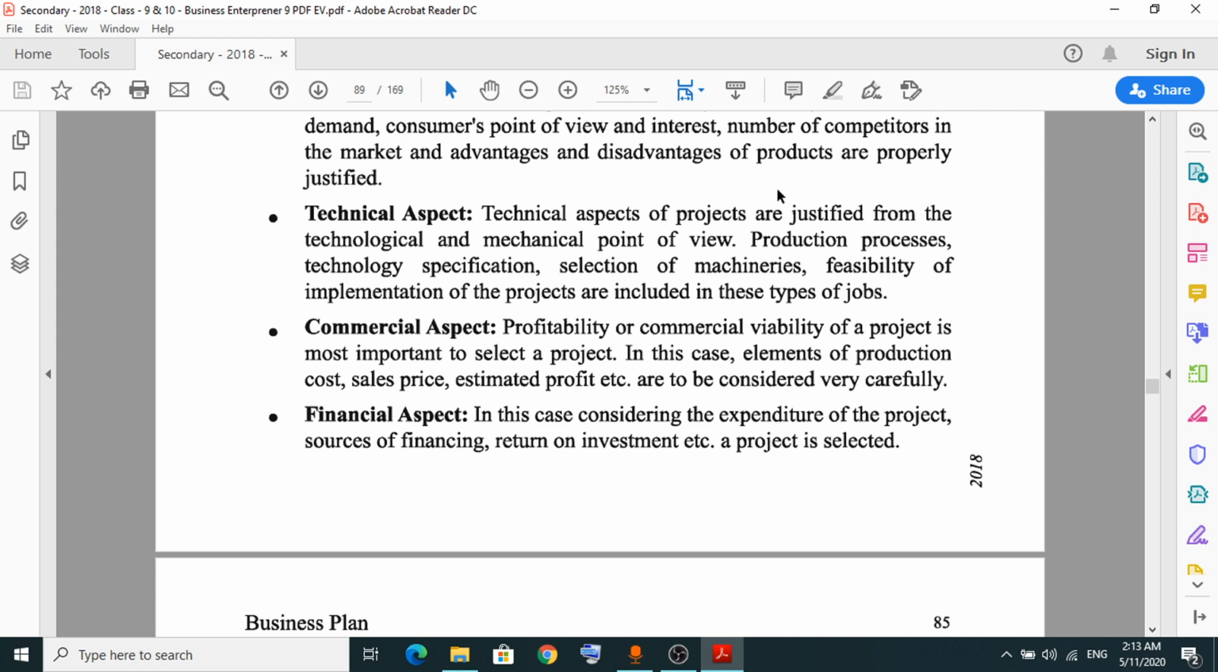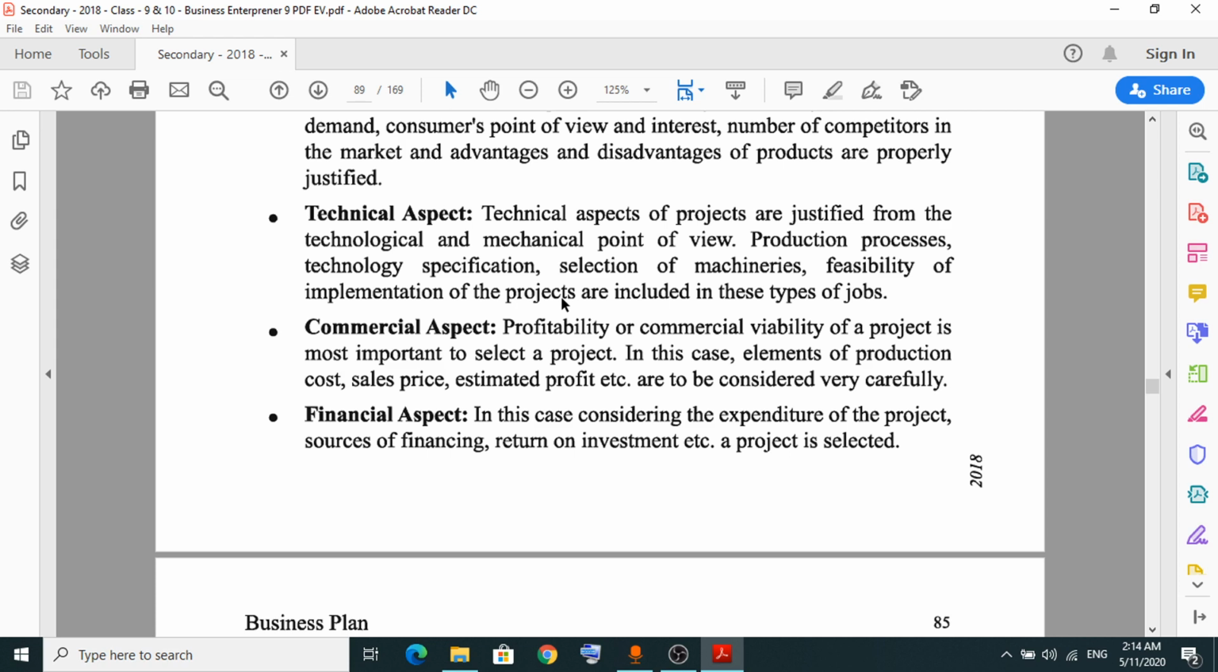The technical aspects of projects are justified from the technological and mechanical point of view: production process, technology specification, selection of machineries, feasibility of implementation of the projects are included in these types of job. That means where you want to start a business, what will be the production process, and that maybe will not be easy going, or technological specification, or if the area is technologically advanced or technologically challenged, you have to identify that thing.